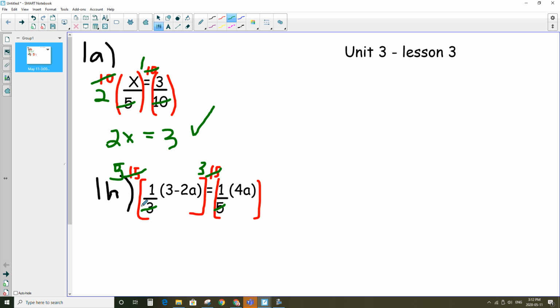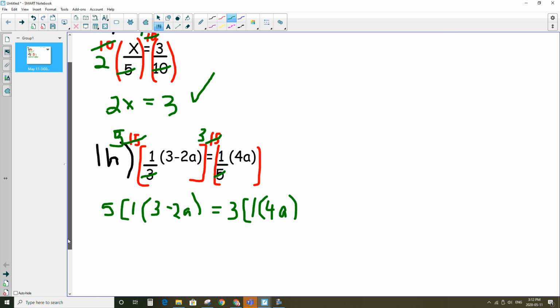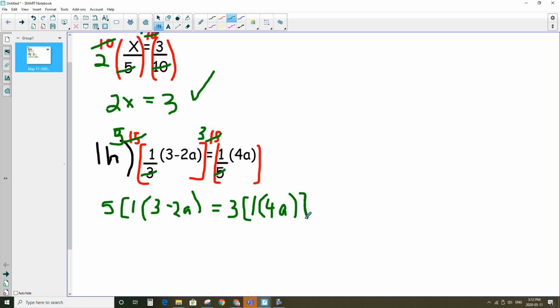There we go. And I'm going to write out what I have now. So I've got a 5 in front of my big bracket. And then inside the bracket I have a 1 and then 3 minus 2a equals, and then 3 in front of the next bracket, and then a 1, and then multiplied by 4a. Okay, I always rewrite what I have because there's a lot of writing up here, a lot of crossing off. I want to keep my answer nice and organized. And then I'm going to close that bracket.